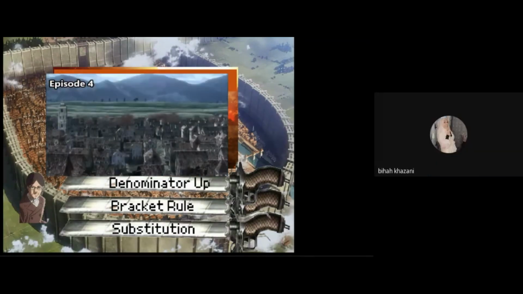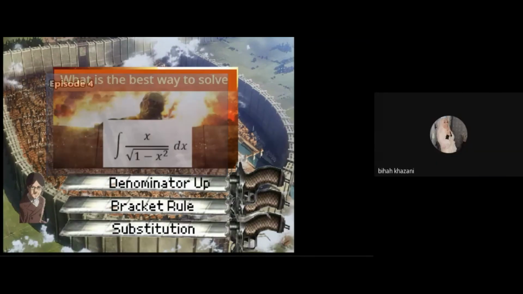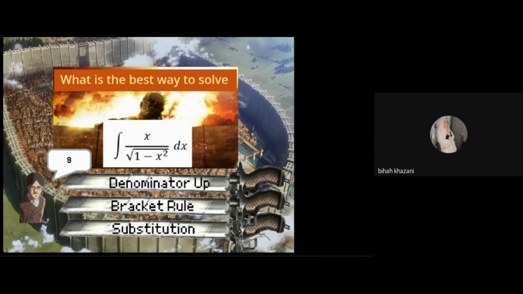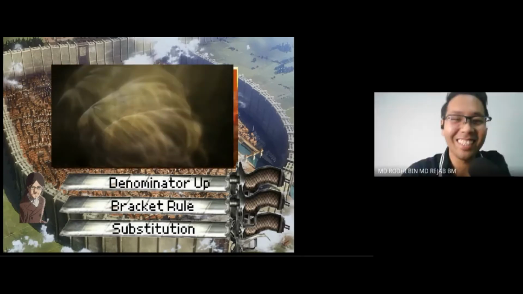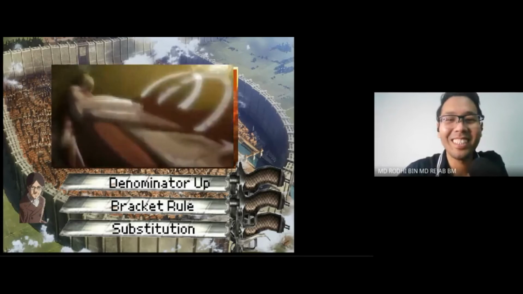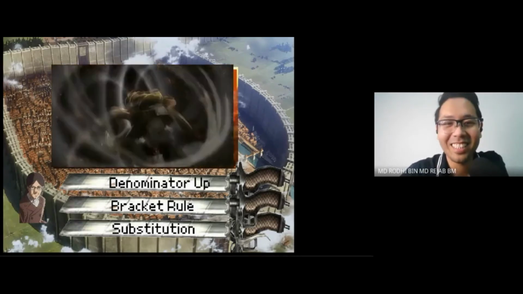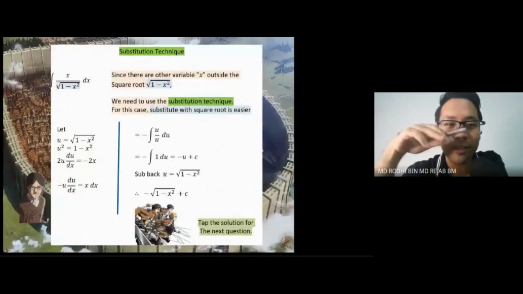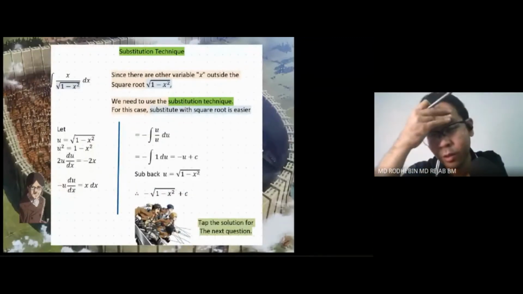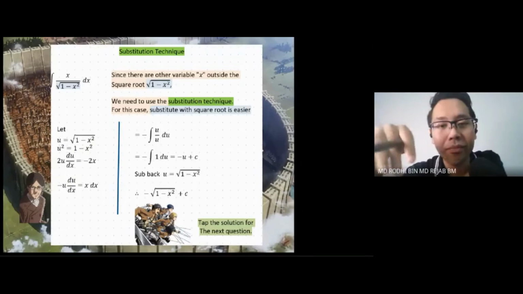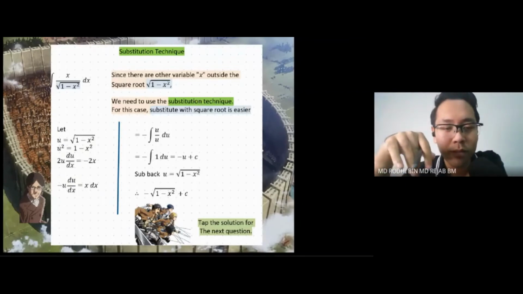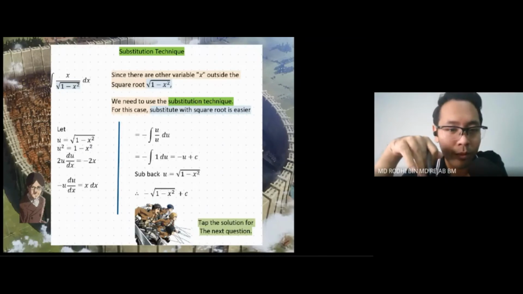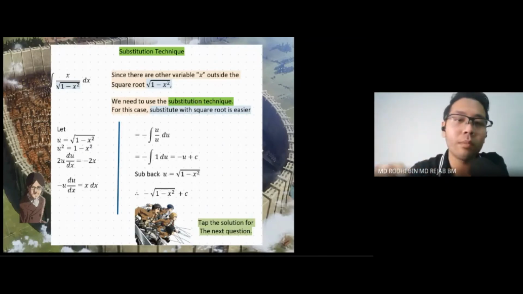Substitution. You got killed by Beast Titan. Substitution, because there's a square root and there's an x as numerator outside of the square root. So you use substitution. And for my method, I recommend when you substitute with the square root, which makes your case a lot easier. You guys okay?